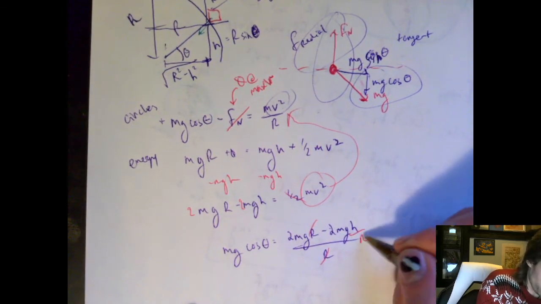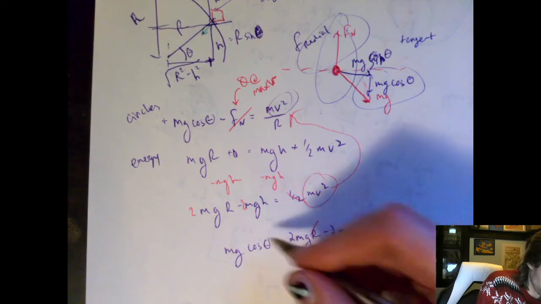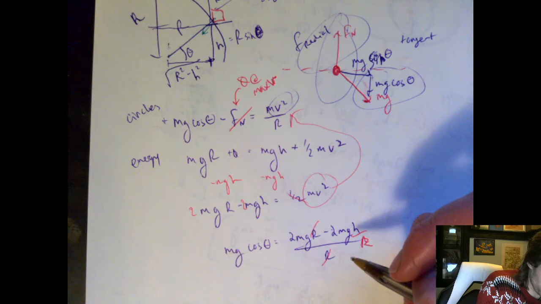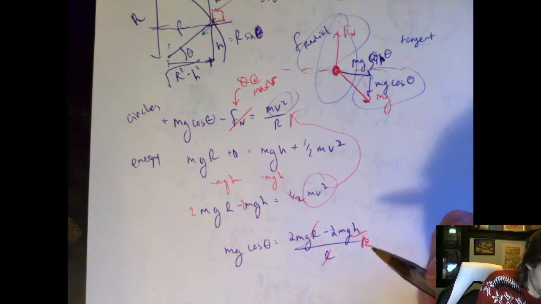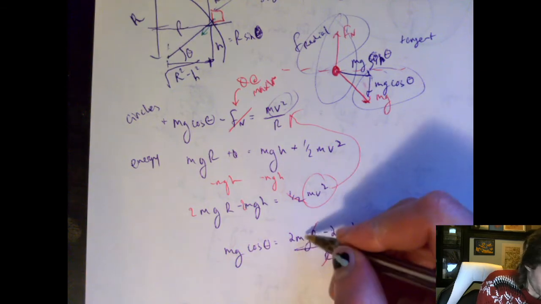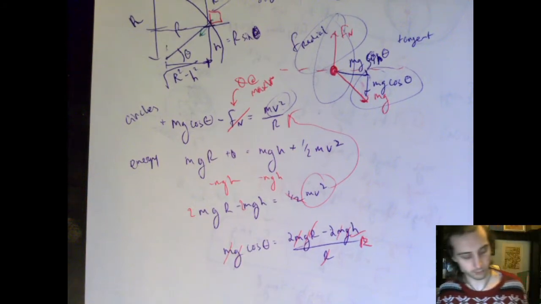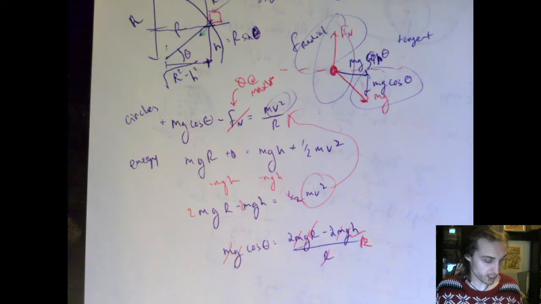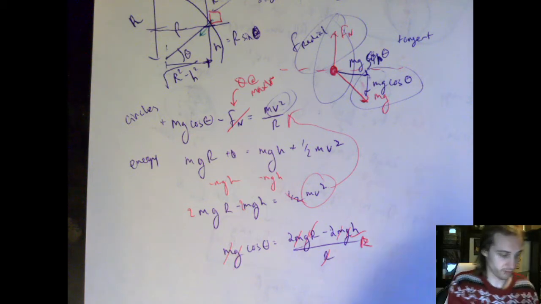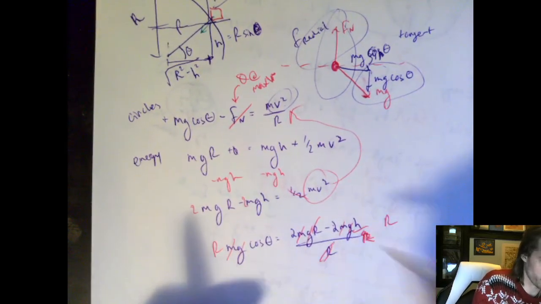We can distribute the r. I think I did something wrong on my other sheet where I solved this, but that's okay. We can get rid of the m, we can get rid of the g, because they're in every term. You know what? I'm actually going to not get rid of the r like that. I just realized what I did in the other one that made it easier. I'm going to multiply each side by r to get rid of the r.